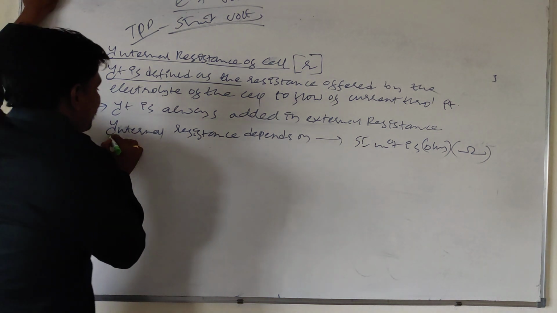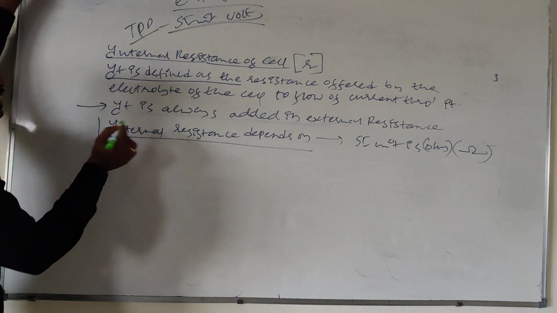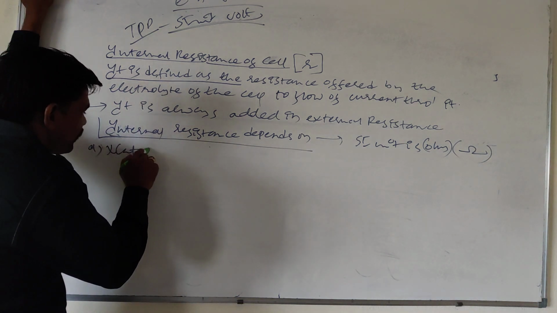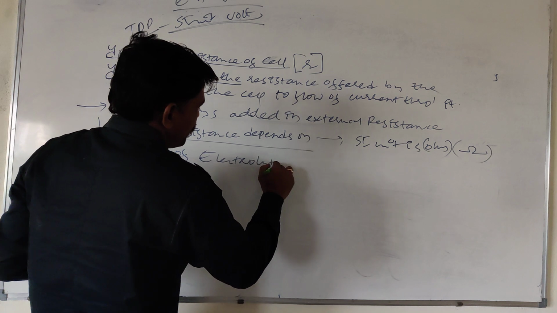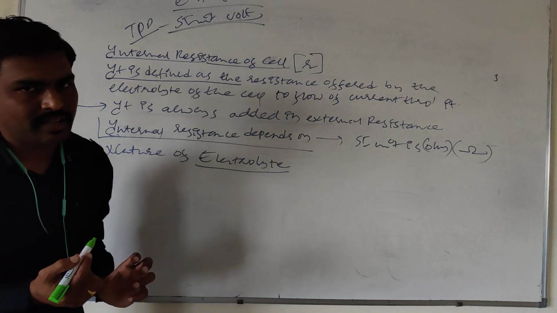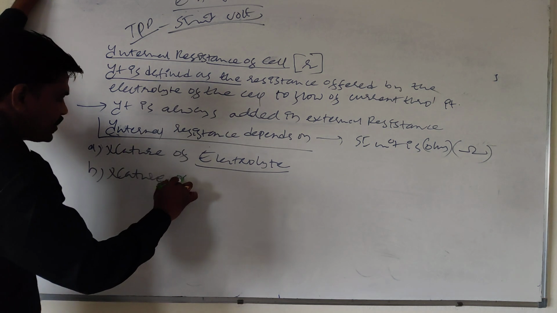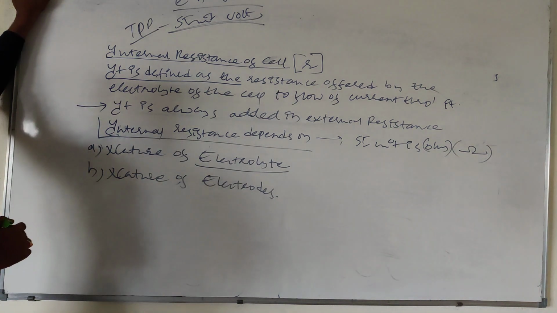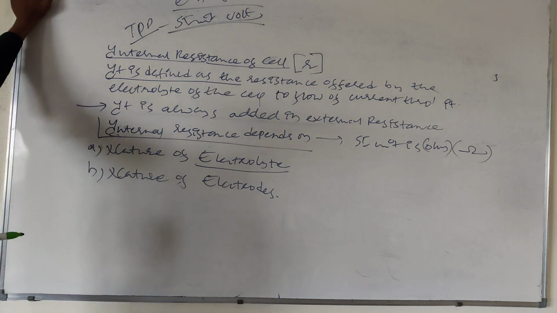Here, internal resistance depends on which factors? First one, nature of the electrolyte. Whatever electrolyte is inside a cell, it depends on that. Second one, nature of the electrodes, right? It depends on the nature of the electrodes.